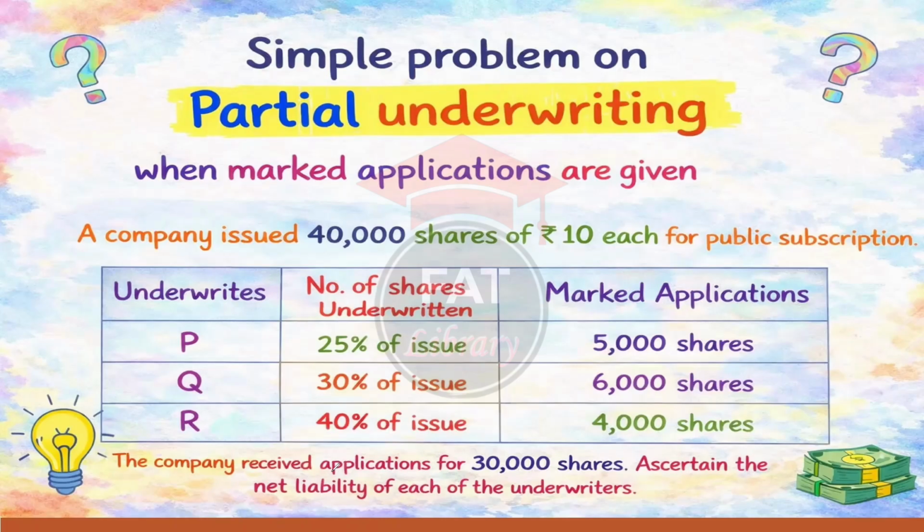So how much has the company received the application? They have received for 30,000 shares. How much are they issuing? 40,000. At the end you should get 10,000. Okay, remaining balance should be there. So let us see the solution.